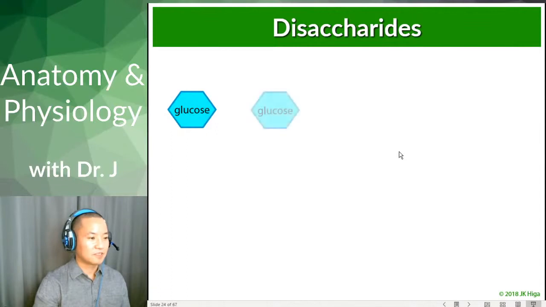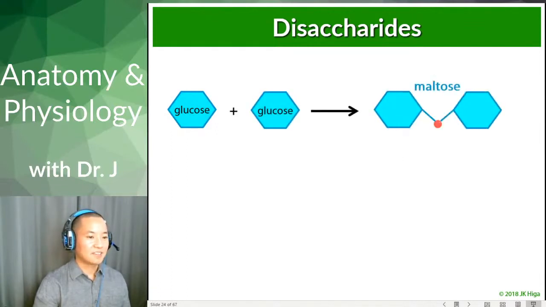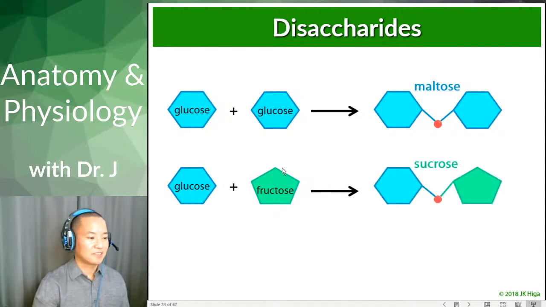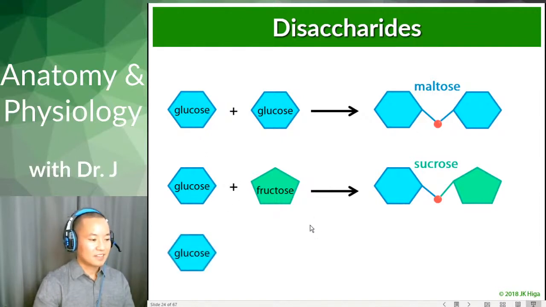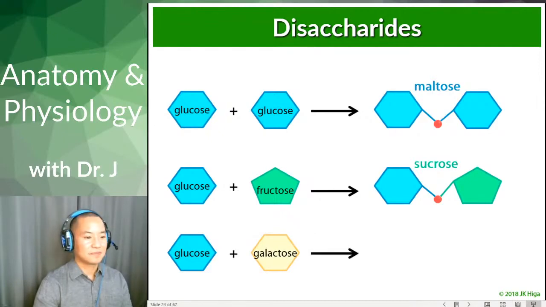glucose plus glucose equals a disaccharide called maltose. Now glucose plus fructose, we just covered this, and you might be familiar with this, sucrose, aka table sugar. So sucrose is not a monosaccharide, it's actually glucose plus fructose. Now then you have glucose plus galactose. That might be familiar to you, a carbohydrate called lactose.